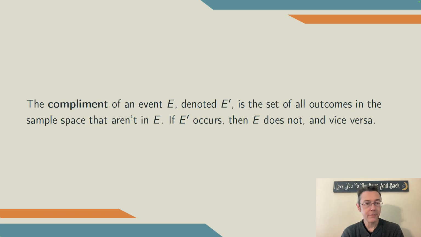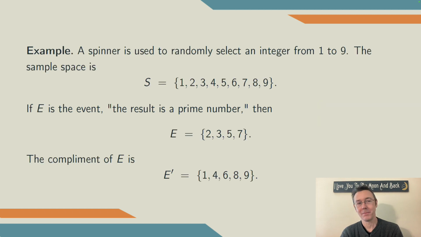The complement of an event E, denoted E prime, is the set of all outcomes in the sample space that aren't in E. So if E prime occurs, then E does not, and vice versa.